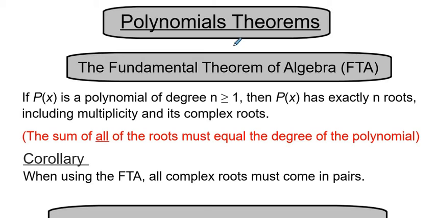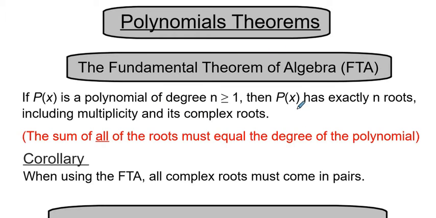So in this fourth lesson, we're going to take a look at some polynomial theorems. And we're going to start with a very important one called the fundamental theorem of algebra. It says if you have p of x as a polynomial of degree n greater than 1, then p of x, meaning polynomial function, that's why they use a p, has exactly n roots, including multiplicity and its complex roots. So let's kind of decode that.